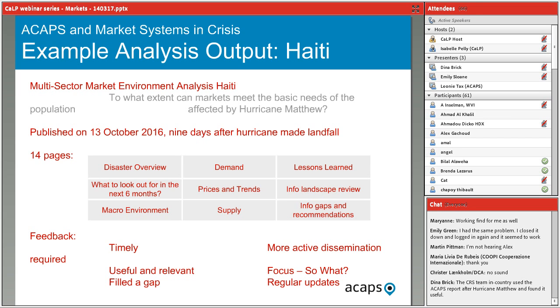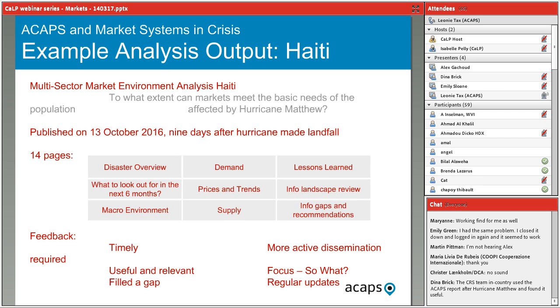In terms of points for improvement that we received from the reviewers, they suggested that we should do more active dissemination, because ACAPS is not necessarily an actor that people would turn to for market analysis related information. So we should more actively distribute any analysis that we've done.